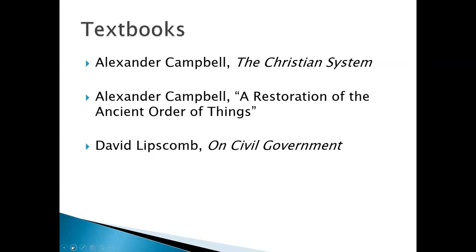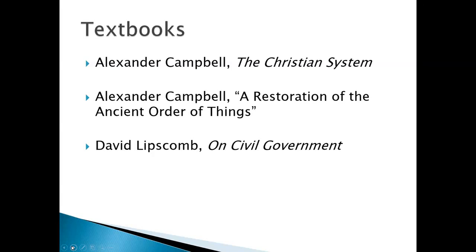Really, the only way to get a restoration of the ancient order of things is either to buy a copy of Alexander Campbell's The Christian Baptist, which was a journal that he published in the 1820s, or to print out copies of the articles that we'll be looking at online. So it's a little bit more difficult to get printed copies of those articles.